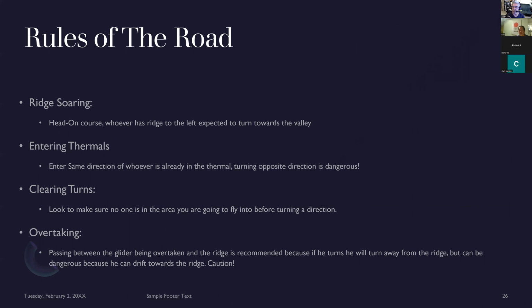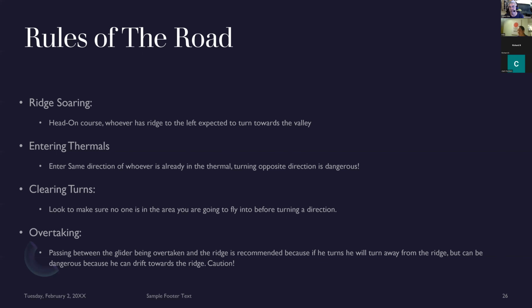You want to enter thermals going the same direction as whoever's in the thermal. So if you see somebody circling and you're going to join that thermal, join the same direction. Don't go the opposite direction. Clearing turns, make sure no one's in the area that you're going to fly before turning a direction. So not only do you want to look, but a typical habit that I've developed is I'll actually roll the glider slightly like this and look underneath the wing and then turn that direction.